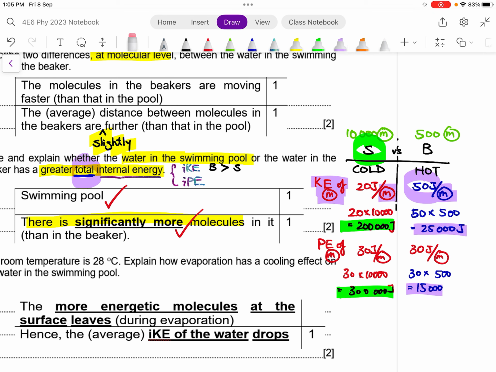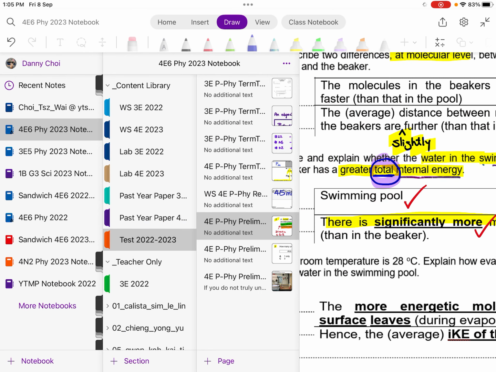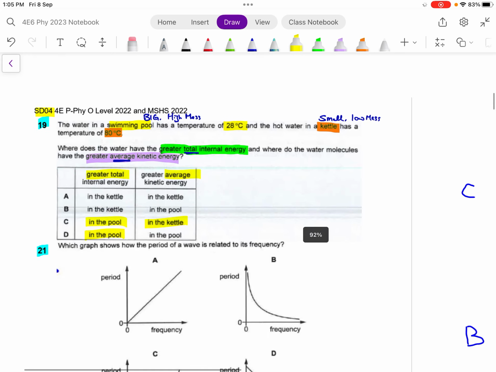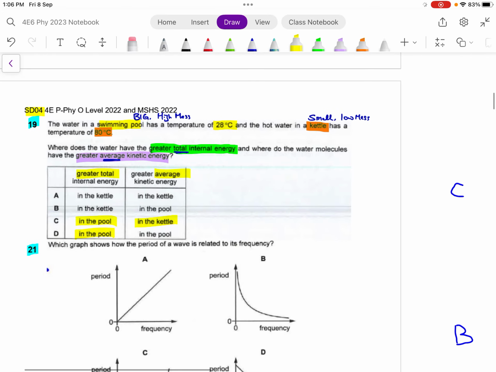So because of that, what you have in mind, which many of you have, you are looking at the average, meaning that you are not very sensitive to the word that we use, whether it is average or total. If you look at your subject day 4, you can see that this MCQ is trying to check whether you have this understanding, that in total, the pool will have higher because it has way more molecules. But if we are looking at average, which means per one molecule, then the kettle will be correct, which you can see. You can see or not? Get right the answer one.